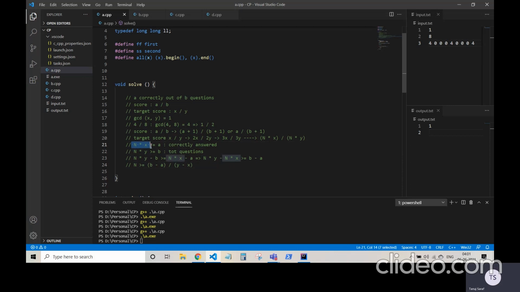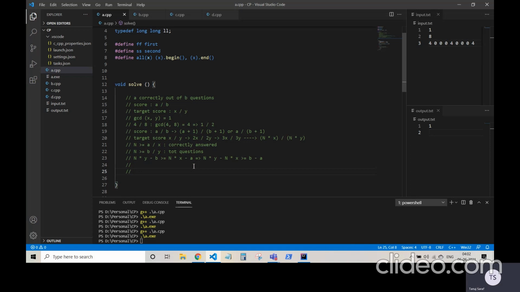The other equation was over here, where n into x is greater than or equal to a. We can rewrite this as n is greater than or equal to a by x. And similarly, this one we can rewrite as n is greater than or equal to b by y. These three inequalities give us the correct answer. They are sufficient to solve the problem, right?